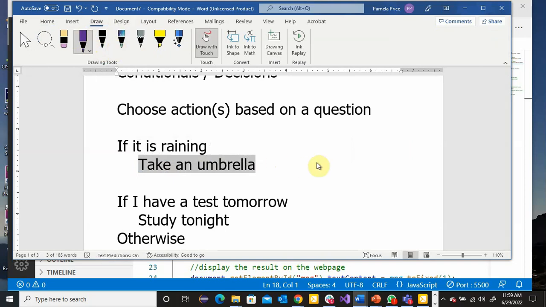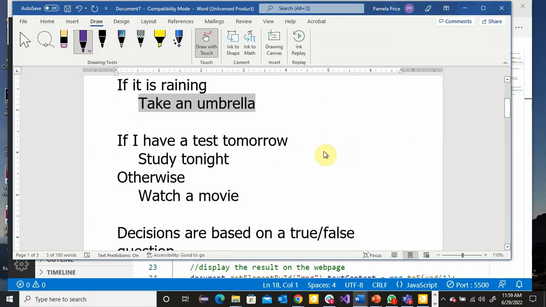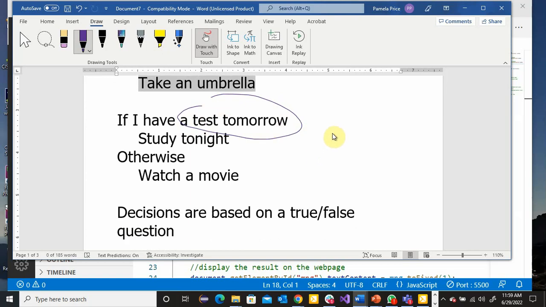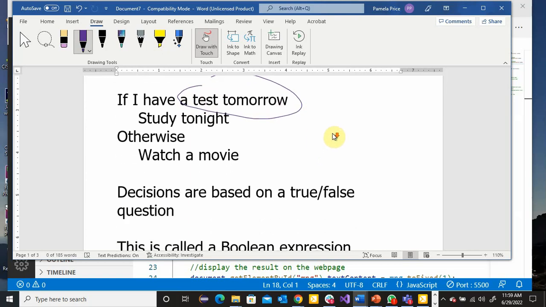Or if you're a student, you might tell yourself, if I have a test tomorrow, then I'll study tonight. Otherwise, I'll watch a movie. So you have these two actions that you are deciding between, and the decision is based on the question, do you have a test tomorrow? Right? So that is a yes or no question, or a true or false question.